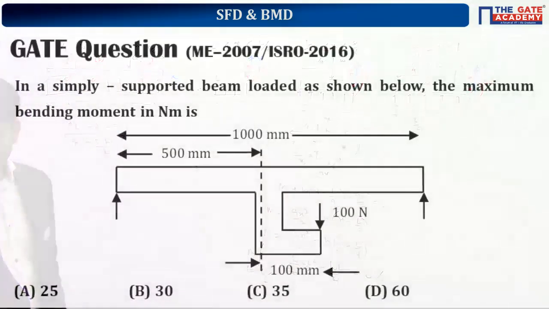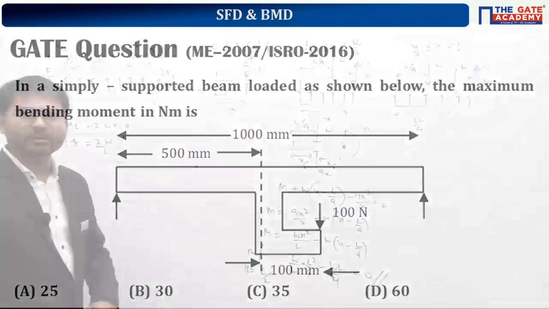Take the next question. It is a GATE 2007 question, mechanical engineering paper, and also an ISRO 2016 paper. It was copied into the ISRO examination. I'll do the first step because I'm not sure how many people are clear with transferring a force. Here they are given a beam with a projection at the middle, and a load is acting at the projection. They are asking us to find the maximum bending moment on the main beam.